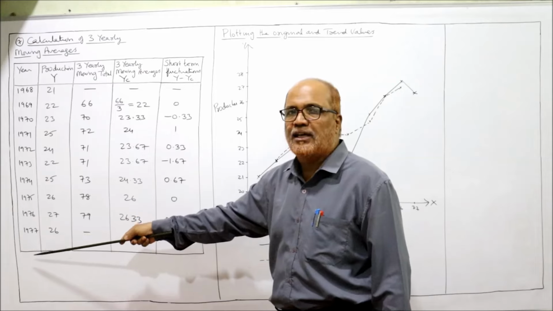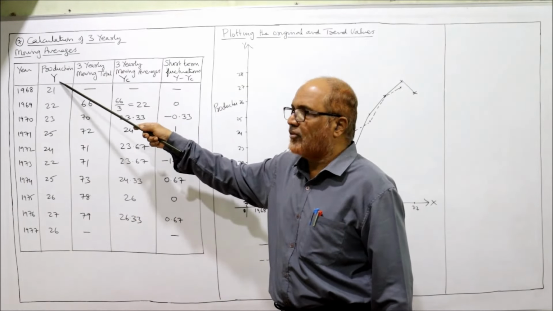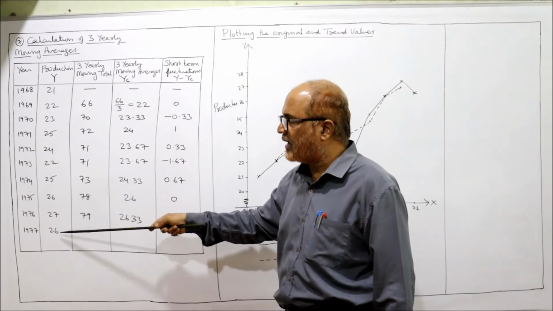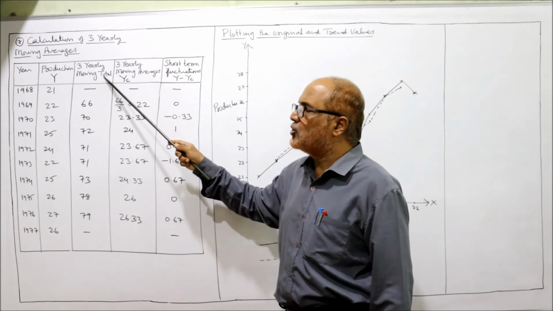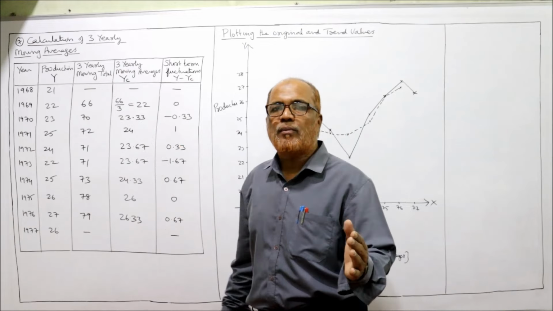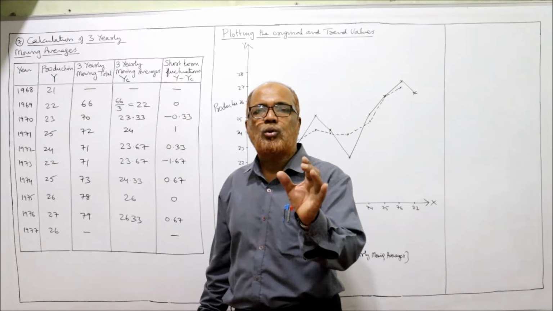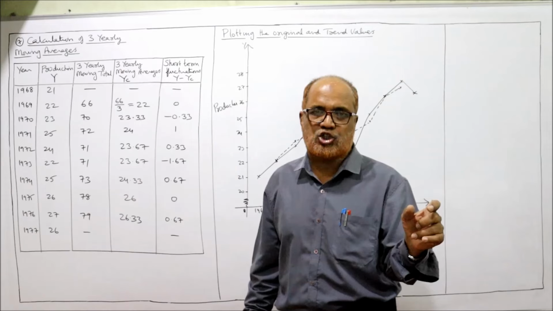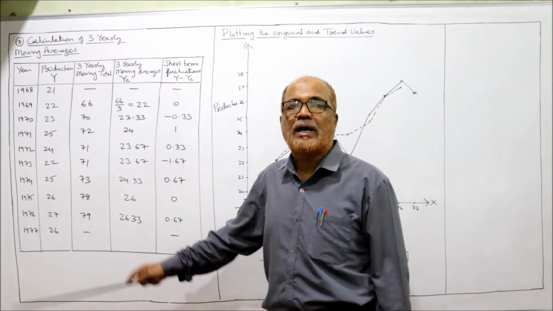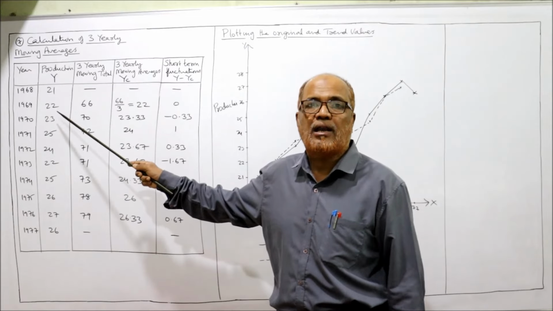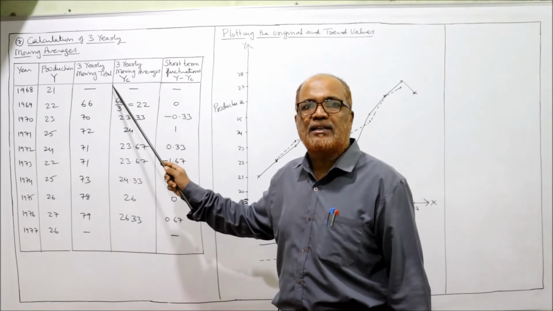First column I have taken year, second column production Y. These are the actual production values given in the problem. Third column, 3 yearly moving total. In the previous problem I explained how to calculate the 3 yearly moving average. Before calculating the 3 yearly moving average, you have to calculate the 3 yearly moving total. After the total we'll get the average.